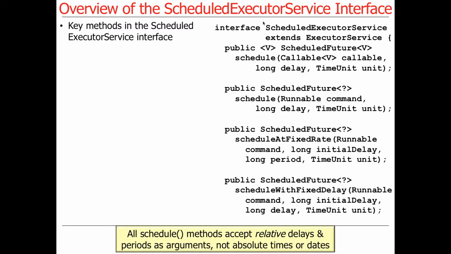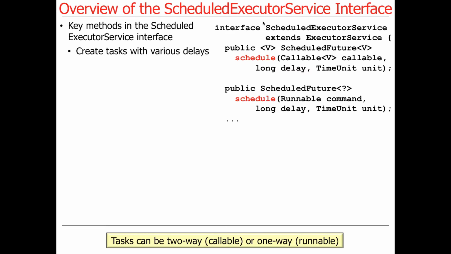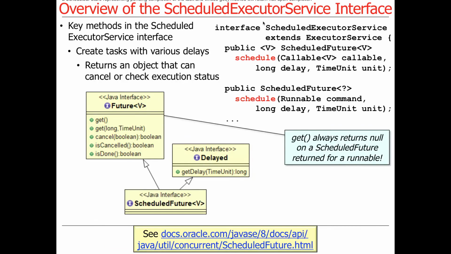All of these methods accept relative delays. That means relative to the current point in time when you call them. And so it doesn't take absolute times. Here are the 4 methods. 2 of the methods are used to create tasks with various delays. You can see here we have schedule, which takes a callable, and we have schedule that takes a runnable. So this basically lets you do 2-way calls. This lets you do 1-way calls.